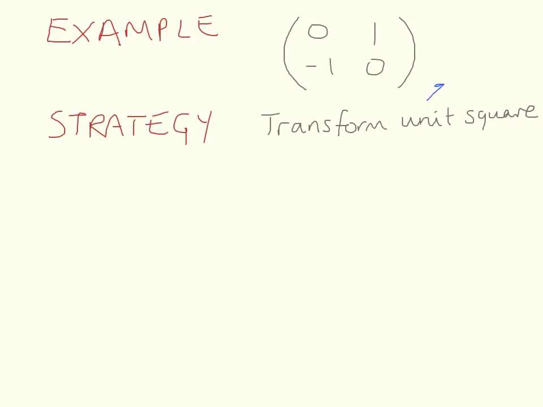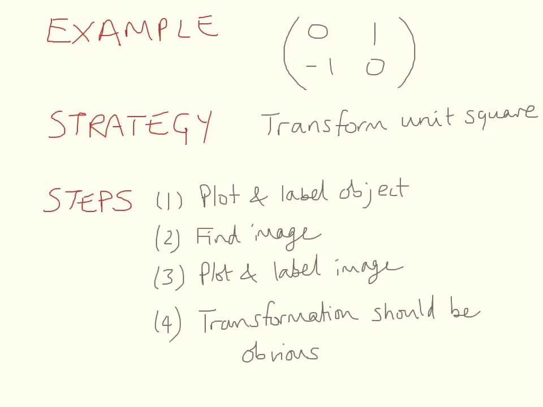The strategy is to take the unit square as our object, that's this square here, transform it using the matrix and see what the image looks like. Pause now and have a go. If you need more detail, here are the steps. Make sure you've had a really good go before you resume the video, and note it's important to label the object and the image when you're making the sketches.